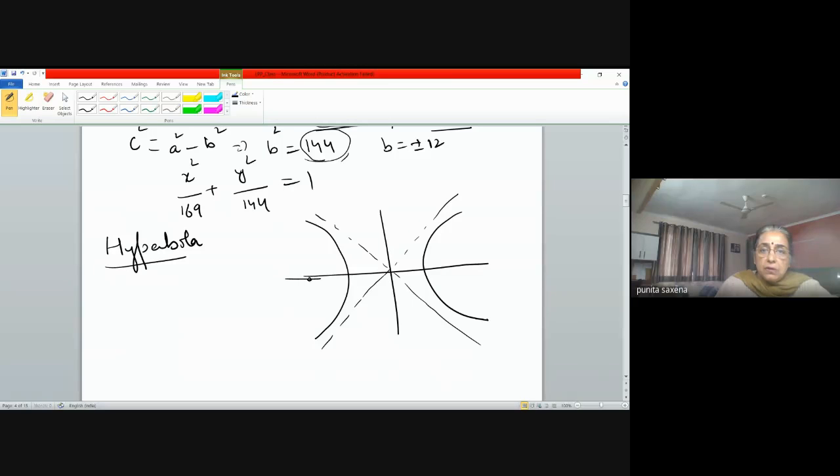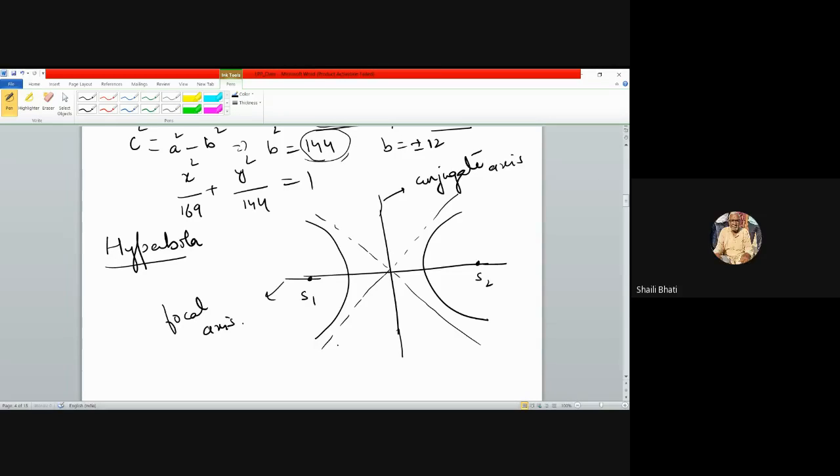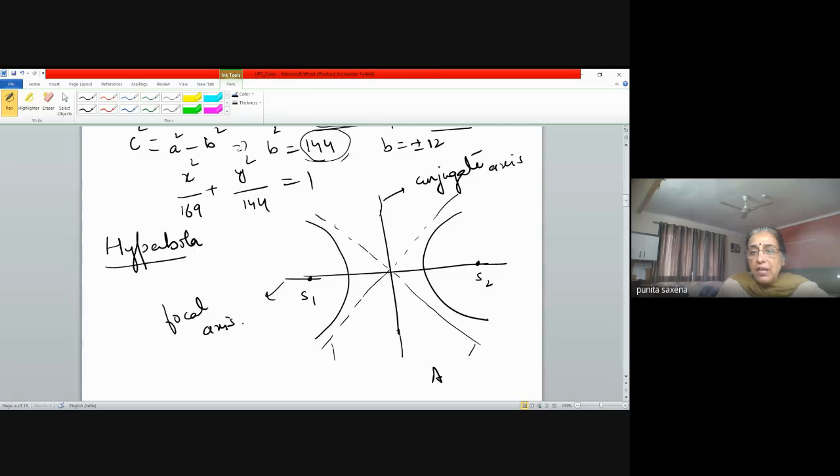Now, that means there are two axes for a hyperbola. इस axis को हम क्या बोलते हैं? Focal axis, on which the two foci lie, and the axis perpendicular to the focal axis is called as what? Conjugate axis. यही बोलते थे. And this hyperbola has got two asymptotes that pass through the origin, and these two lines are perpendicular to each other, number one. And this is the center of the hyperbola, O.